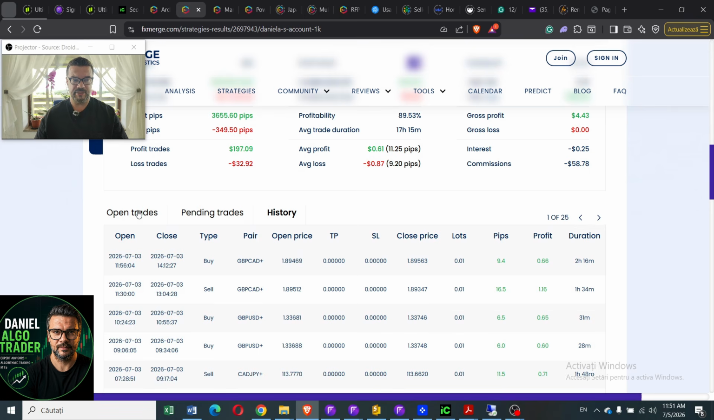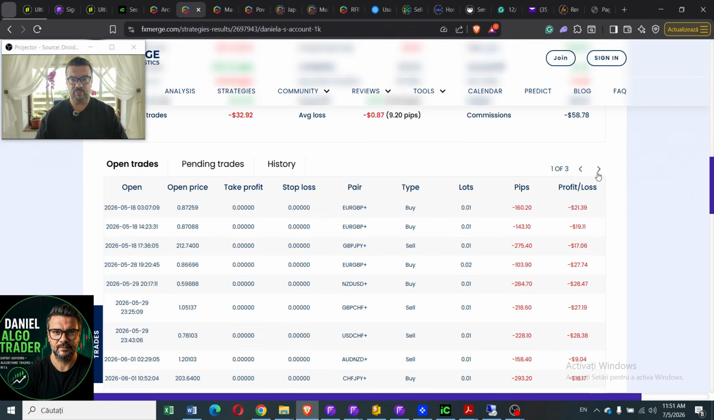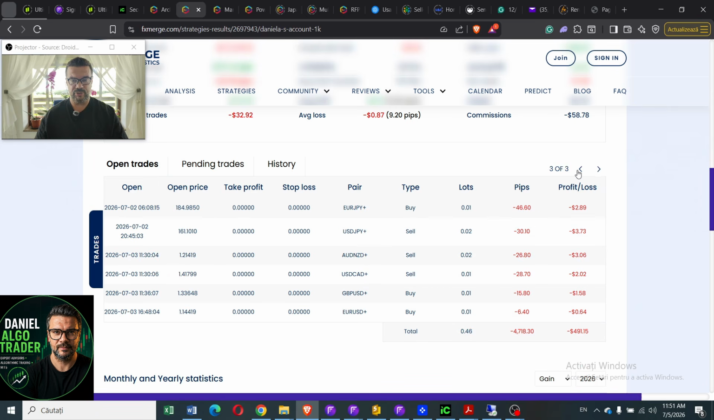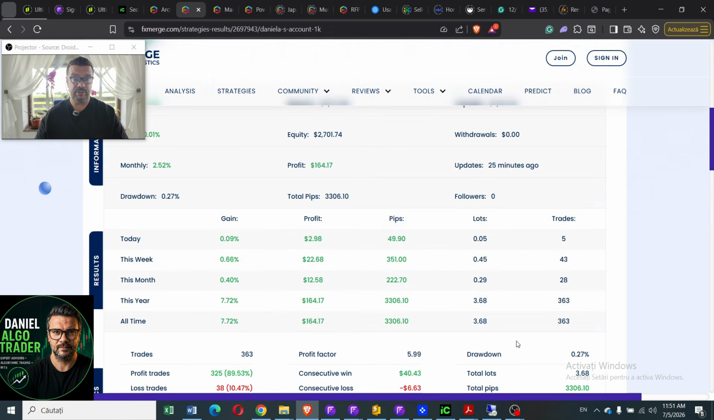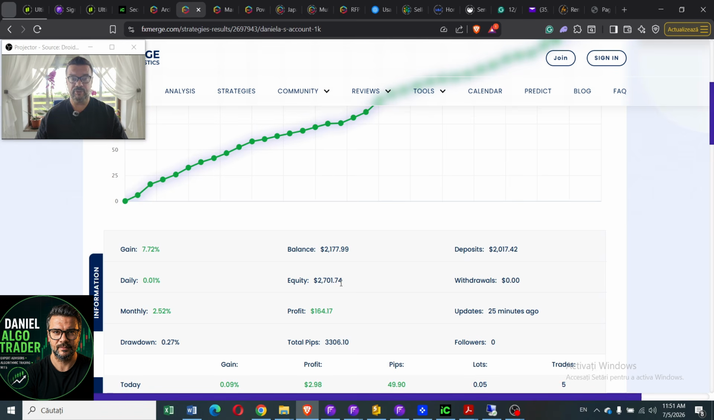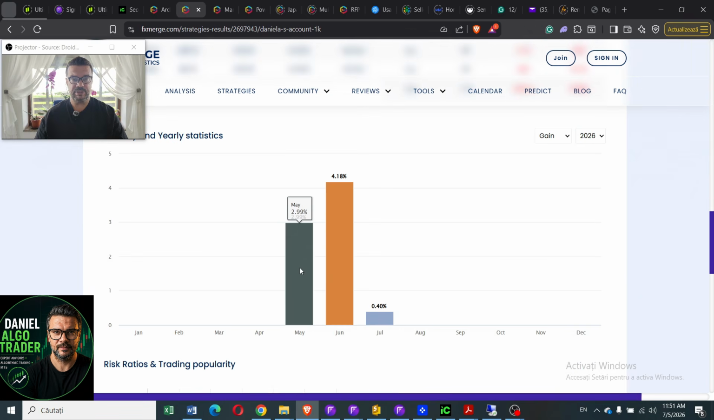That being said, there's a history of keeping the trades open. Here I have also 3 pages of trades. The lot size is not that big. It's 0.46, but the actual drawdown at this moment, which is happening, is minus $491 in a $2,000 account with the equity of $2,701. So percentage-wise, it's still like 15% more or less. The average monthly is 2.52, and you can see the statistics. It did in May almost 3, in June 4.18, and July has just started.